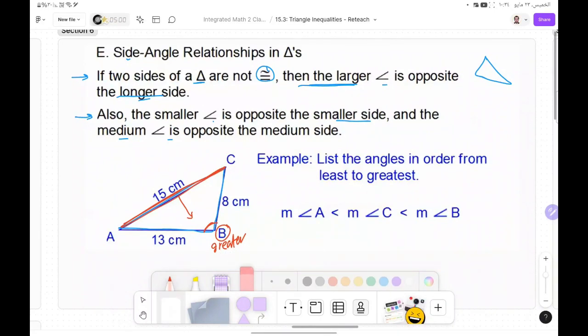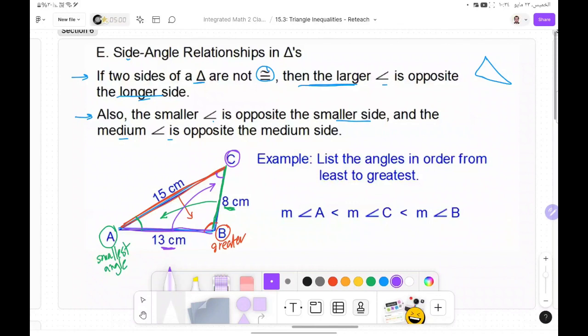Now, if I ask you which one is the smallest angle, the smallest angle should always be opposite the smallest side. The side CB is the smallest side because it's 8 centimeters. The angle opposite to the side 8 is angle A. So angle A is the smallest angle, because it's opposite to side BC. Then we have the medium one in the middle, which is 13, and the angle C, the medium measure.